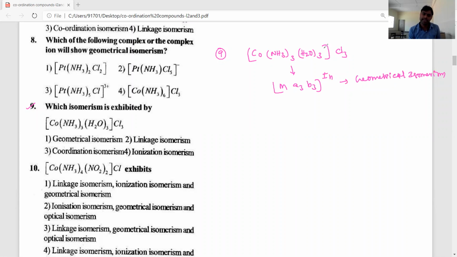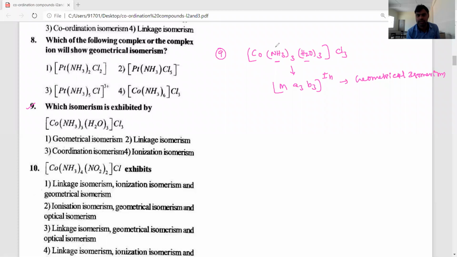Okay, students, but it does not show any ionization isomerism. Structural isomerism is not possible. Structural isomers means linkage isomerism. No, it does not show any linkage isomerism because it doesn't contain any ambidentate ligands. It does not show any ionization isomerism. In order to show ionization isomerism, negative ligands are required in the anionic sphere and in the coordination sphere also.